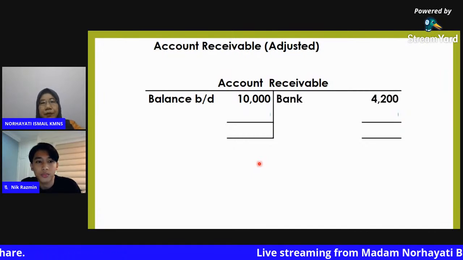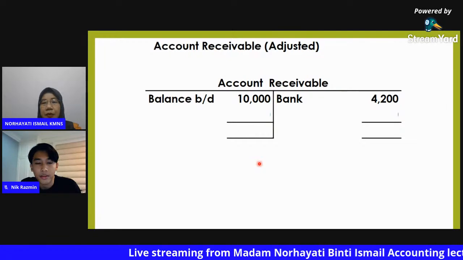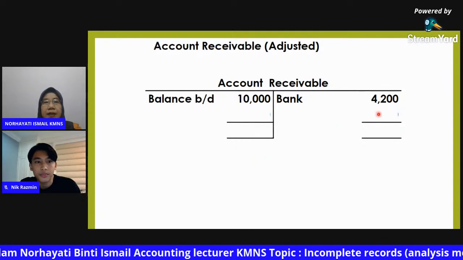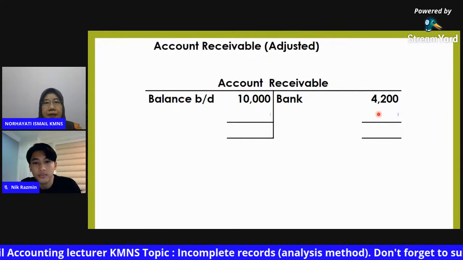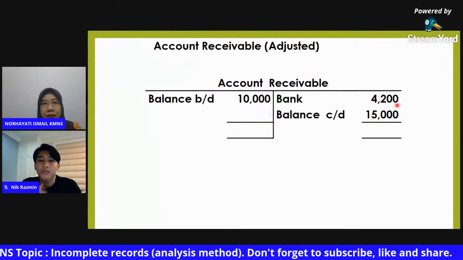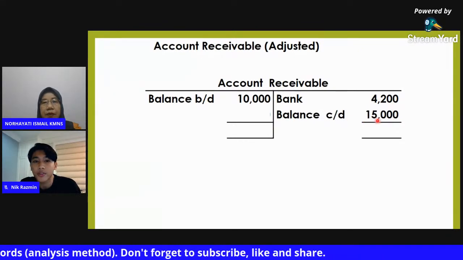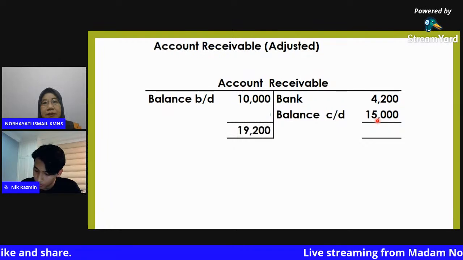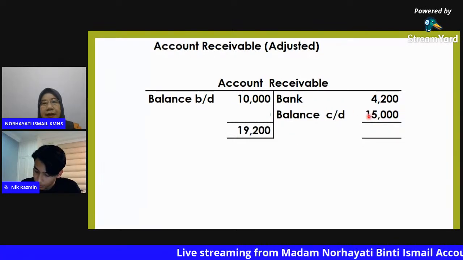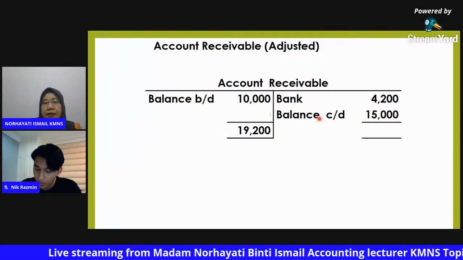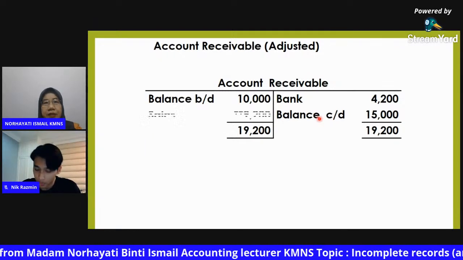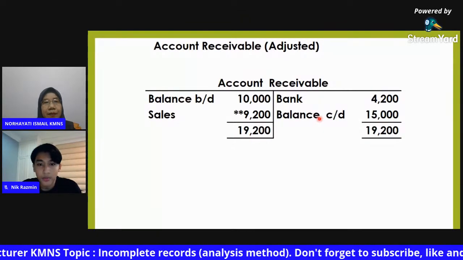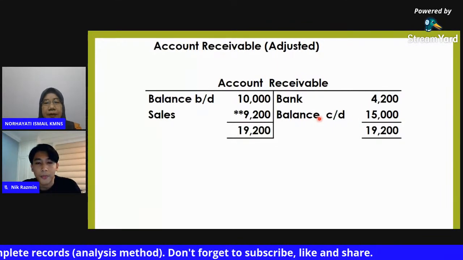And we receive cash from account receivable. This is the second transaction. Normally, we get this information in the cash book. And you can find, given in the question, balance carried forward or carried down. So you can see the credit side is bigger than the debit side. So there is a missing figure. What is the missing figure? Sales on credit. That is one step that you have to calculate, sales on credit.